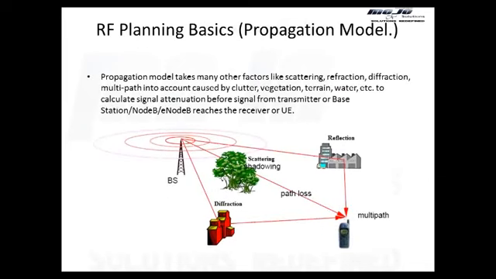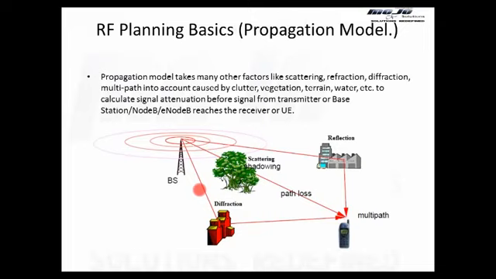I'll jump to this slide, then I'll go back. So you see, this is a base station, this is a UE. What we have is a direct path, and there is a diffraction, which you can see. So you can see there is a direct line of sight, there is a diffraction, right? And also there is a reflection. So all these phenomena are called propagation.